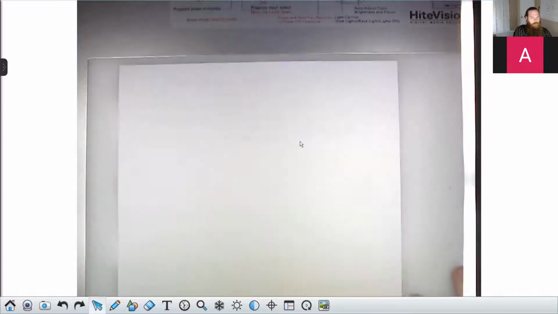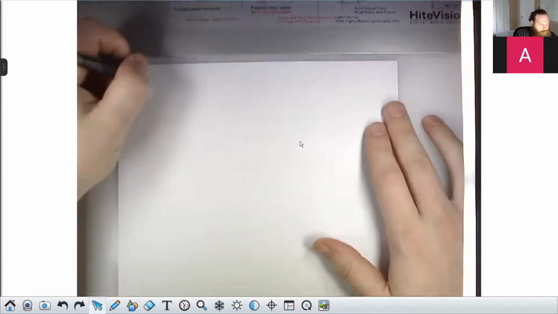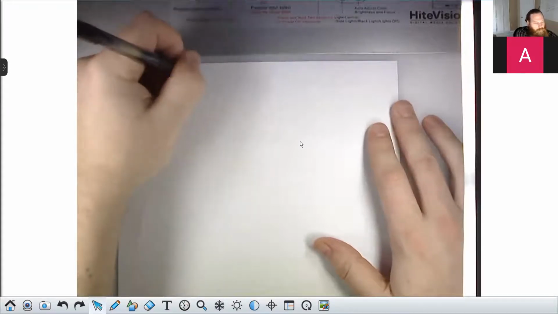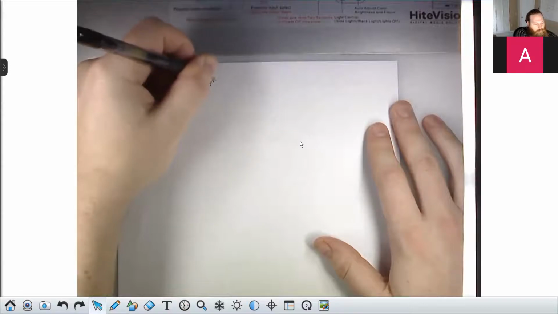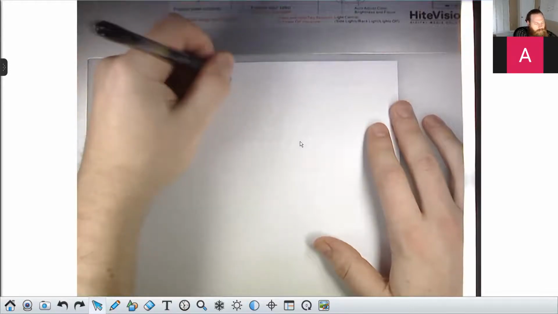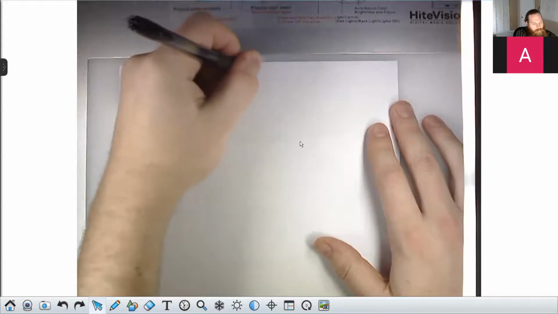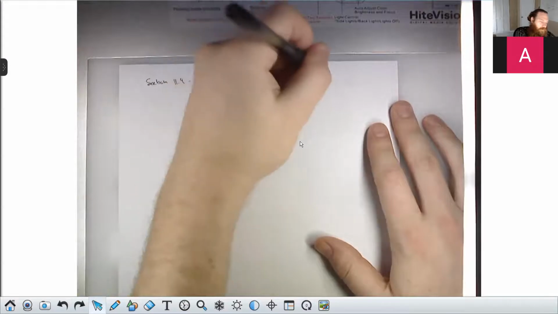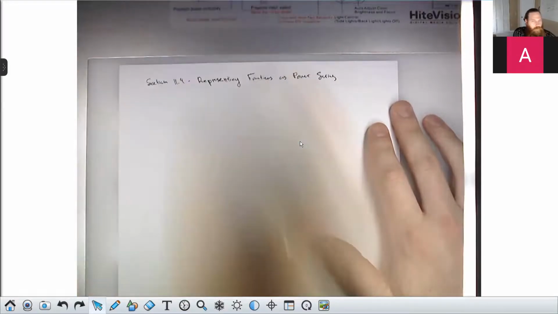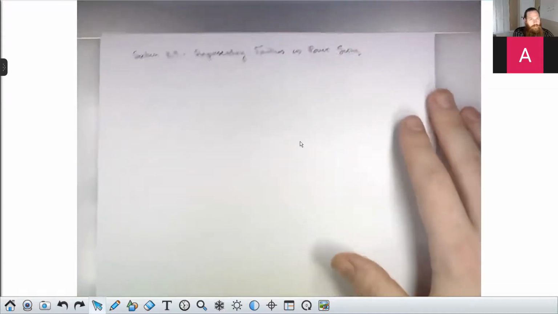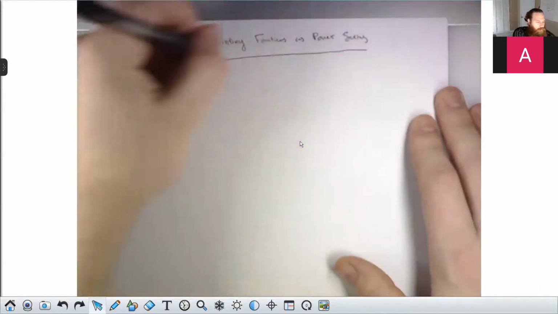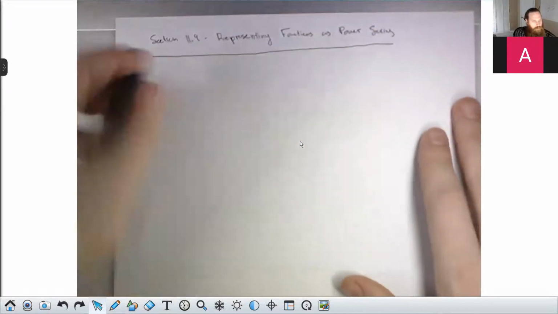So then, I'm going to start talking to you about section 11.9. The title of this section is Representing Functions as Power Series. And the whole game in section 11.9 is to begin with what I will refer to as the geometric series trick.